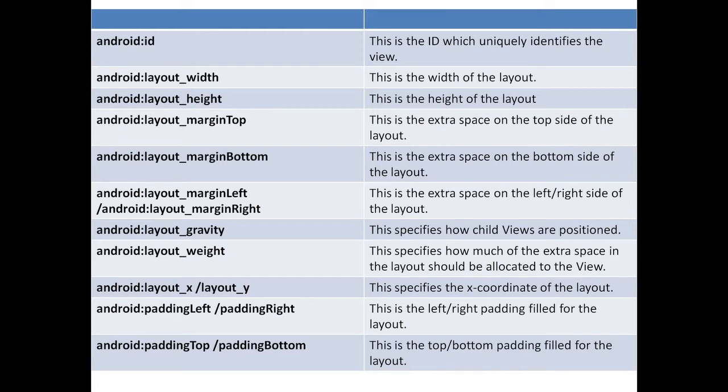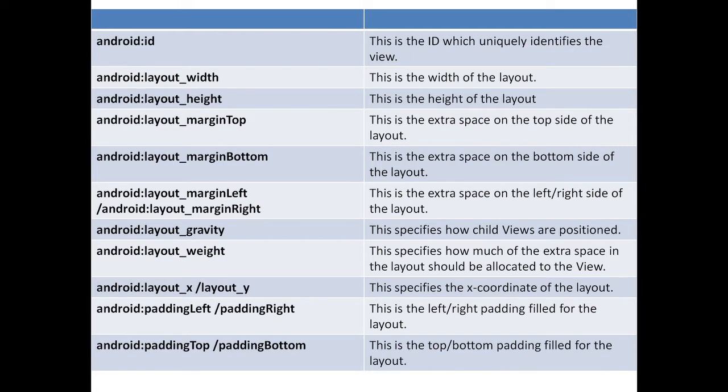Then layout weight. This specifies how much extra space in the layout should be allocated to the view. For example, we have two views in one linear layout or one root layout, and if you want to share the same space between both views, you have to declare the attribute layout weight as 1 for both of the views.